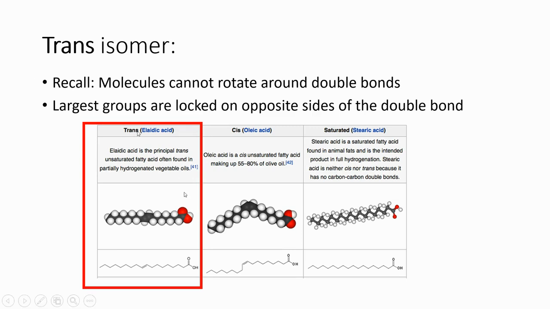So, have you ever heard of a trans fat? Yes. Okay. Or the other option is a cis fat. So if we have a trans fat, the longest branch is locked on the opposite side of the double bond. And those are harder for our bodies to process. So just this conformation, this different stereoisomer, makes it hard to break down. And then this one, oleic acid, is an unsaturated fatty acid, and it's in olive oil.